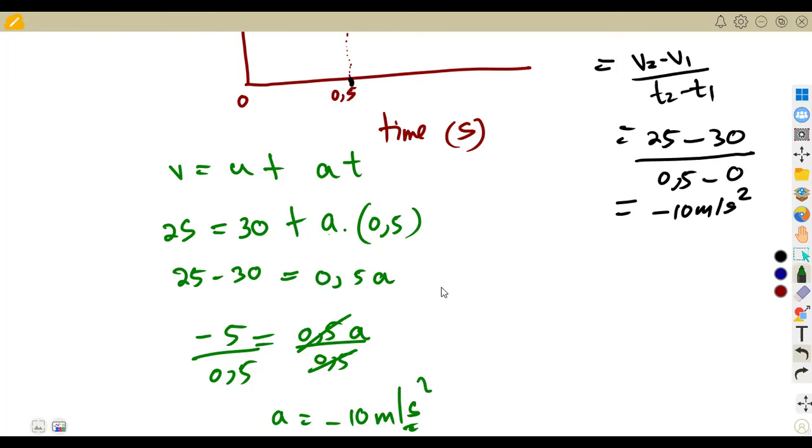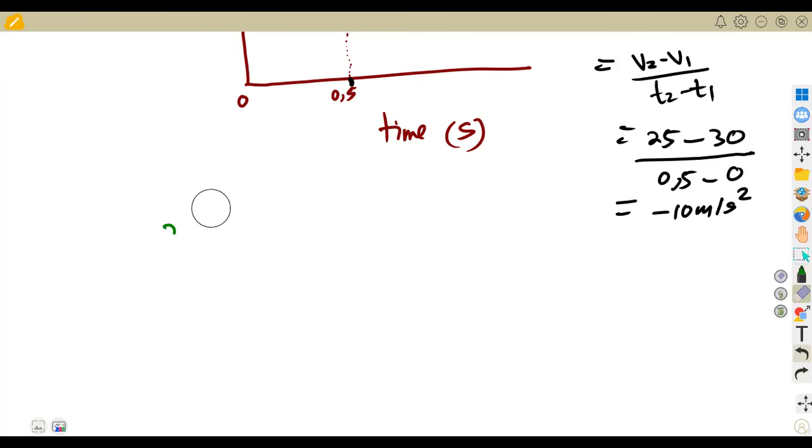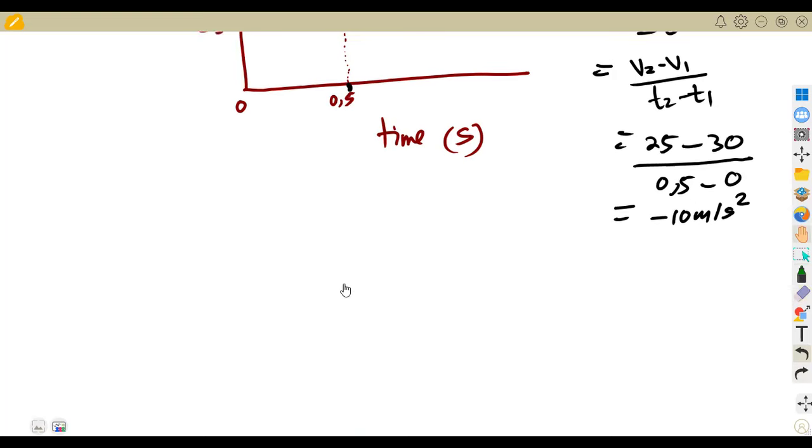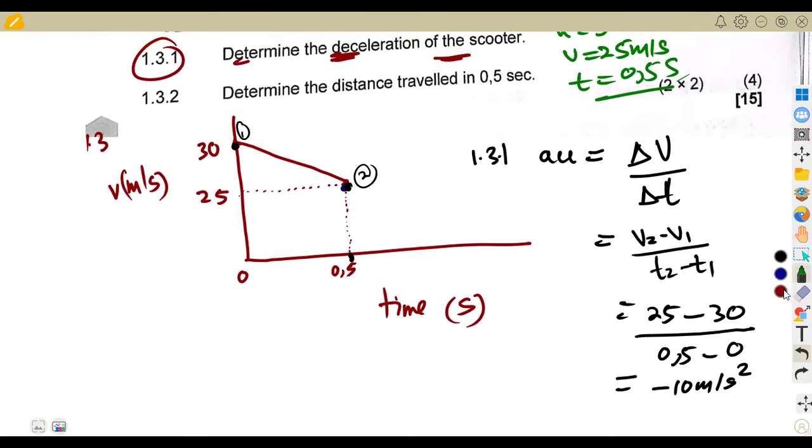So like I said, a deceleration is a negative acceleration. That's it. It's just a negative acceleration, just like that. All right. So that is how we could have done this. So many ways. Now we are bringing you more methods, ways of answering. You're not supposed to be stuck on one point. Use different ways. 1.32, determine the distance traveled in 0.5 seconds.